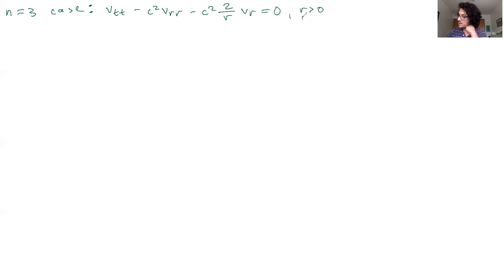In particular, I'm going to focus on the n equals 3 case, okay? And v sub t minus c squared v sub r minus c squared 2 over r v sub r equals 0. Again, for r greater than 0, t greater than 0. Let's write out the PDE and its initial conditions.